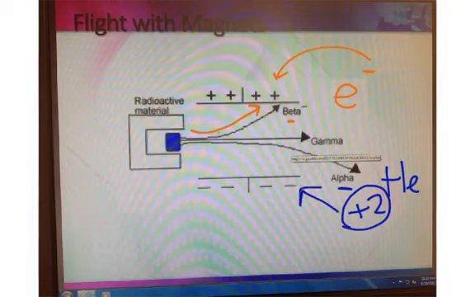And then you have gamma. So what would it be attracted to? Well, it doesn't have a charge at all if you look at its symbol. So therefore, it's not going to be affected at all by that positive or that negative field.